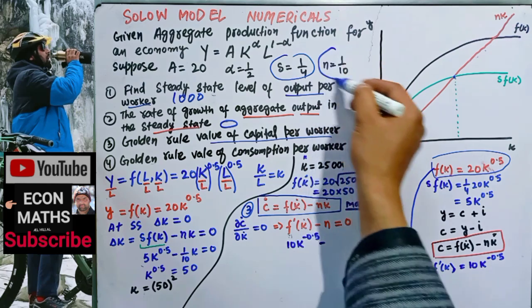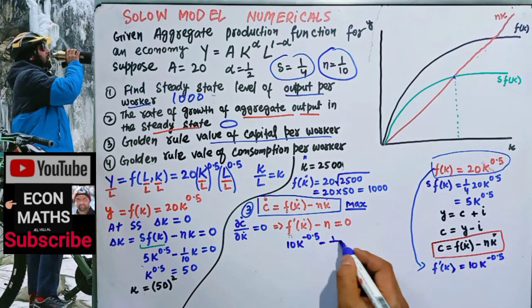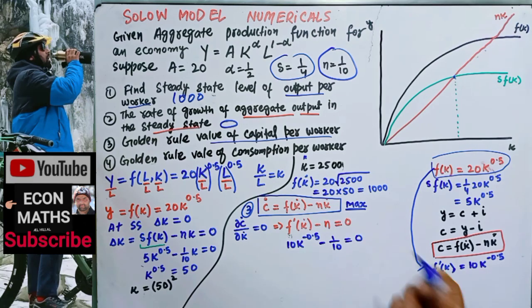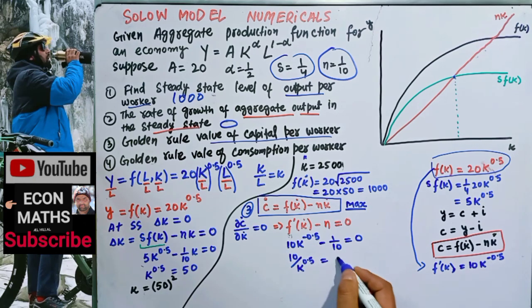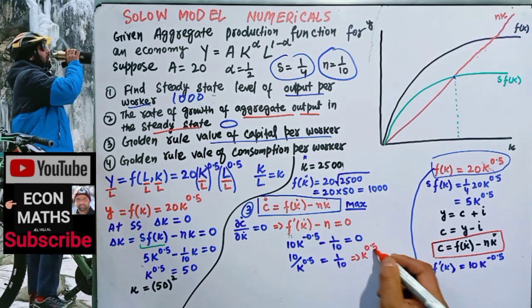The population growth rate is given to us as 1/10. So I can write 10 k to the power negative 0.5 minus 1/10, and it should be equal to 0. Okay, so that gives us 10 k to the power negative 0.5 equal to 1/10. Transposing it to the numerator, the exponent becomes positive 0.5, so k to the power 0.5 is equal to 10 times 10, which is 100.